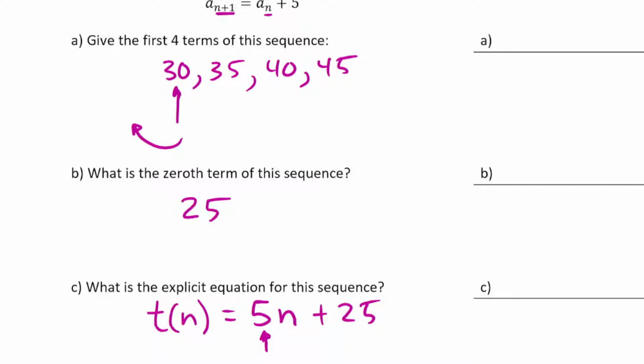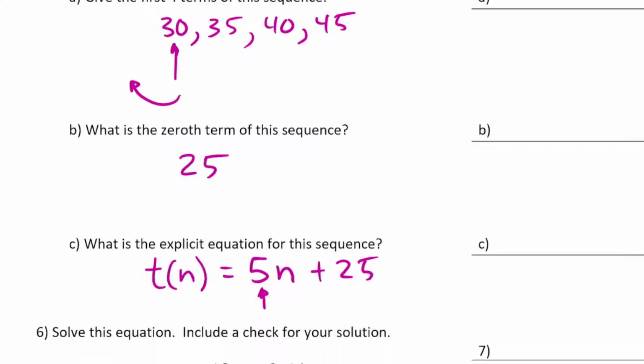I keep adding 5. So when n increases by 1, it's not like I'm multiplying by n. I mean, I am multiplying by n, but what's happening to the sequence is I'm adding another 5. Multiplication shows repeated addition. So 5 times n is just a shortcut way of writing add another 5, add another 5. If I have 5 times 3, what is it? It's 5 plus 5 plus 5. So this is exactly the explicit equation for this sequence, 5n plus 25.